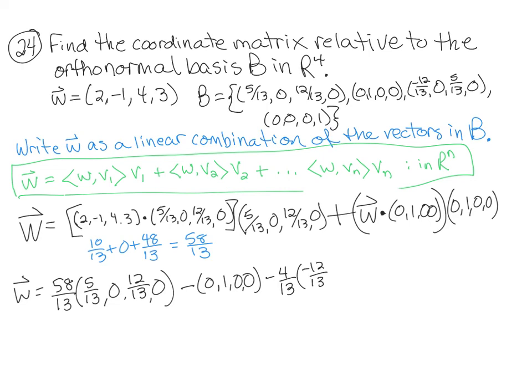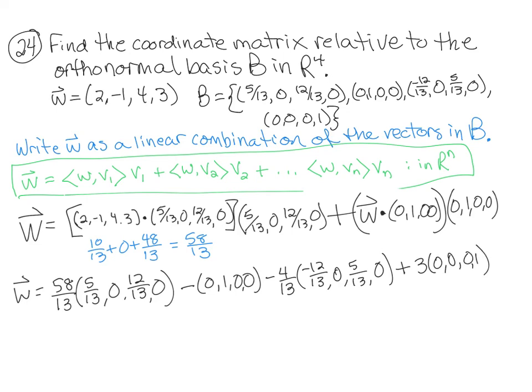These are ugly, aren't they? It's all right. We don't actually care about the vector. We just need those coefficients. All right, plus the dot product of W with the fourth vector, and you see that that's just a 3, so it's plus 3 times that fourth vector.